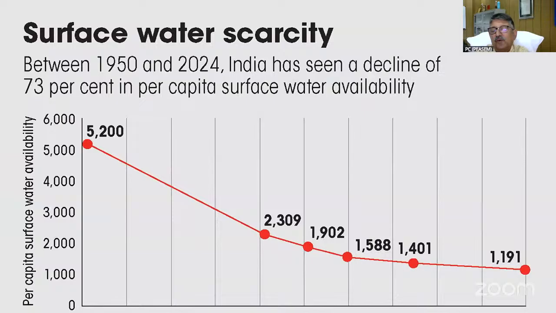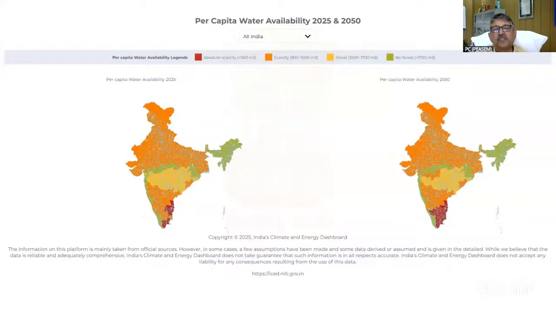And if we go by surface water scarcity between 1950 and 2024 in India, per capita availability goes down from 5,200 liters to around 1,191 liters in 2024. And this also shows the per capita availability between 2025 and 2050. You can see particularly in this area, it is absolute scarcity, less than 500 meter cube, and in some areas it is no stress, but most of it is stressed.